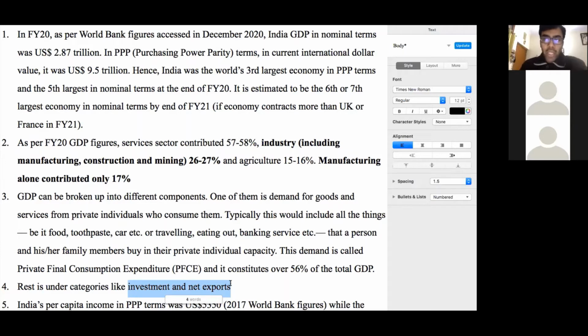Now you're going to say that private consumption is 56% of the GDP. So why are we not saying that India is a consumption-led economy? Because you are going to realize that for developed countries like the US, Japan, and countries of Europe, the consumption figure is sometimes 100% and even higher than 100% of the GDP.